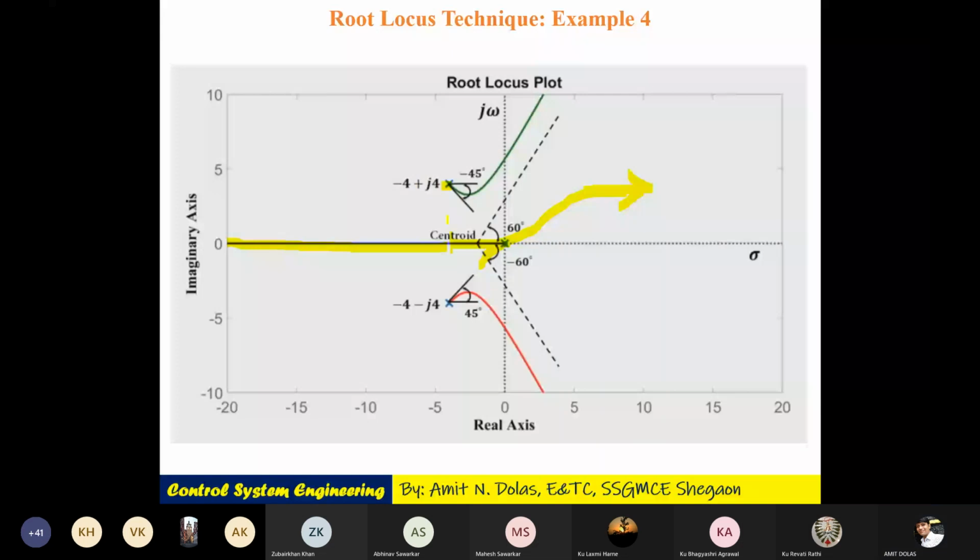So there are 3. So on this route, starting from 0 towards minus infinity, if you check the number of poles and zeros towards the right-hand side of any test point, the number is odd. That's why this path is on the root locus. This path is on the root locus. Here the root locus is present.